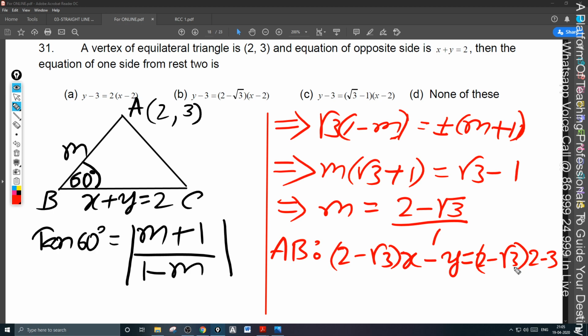Yes, Pridarshini, you can do that problem. He has taken the slope directly and wrote it directly. Option B. He did not simplify that. Y minus 3 is equal to 2 minus root 3 into x minus 2. 2 minus root 3 is the slope here, and the point is 2, 3. Y minus y1 is equal to m into x minus x1. Straight answer. Okay, let's go to the next question.